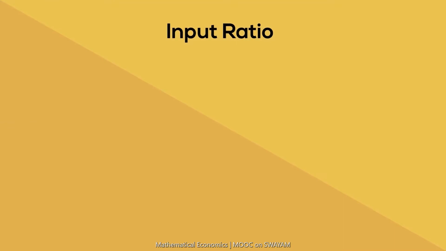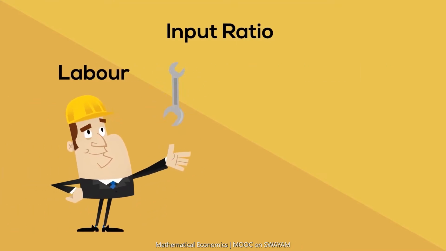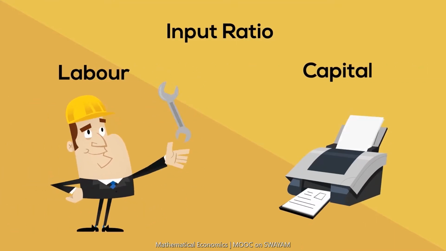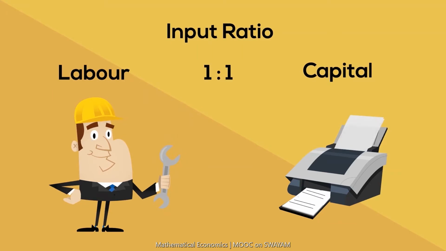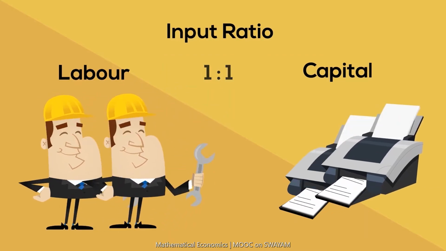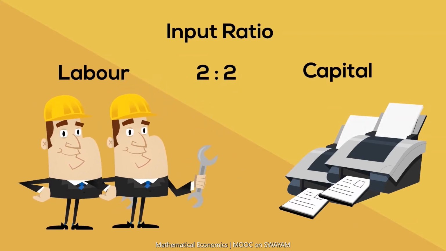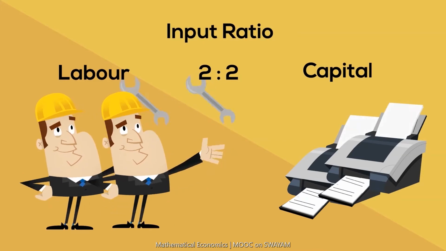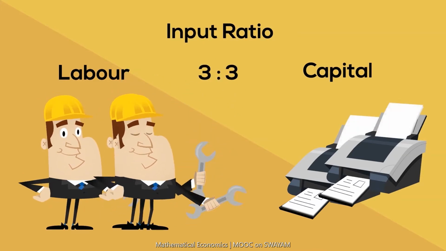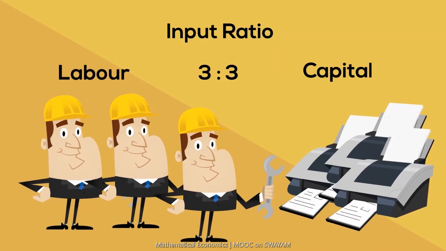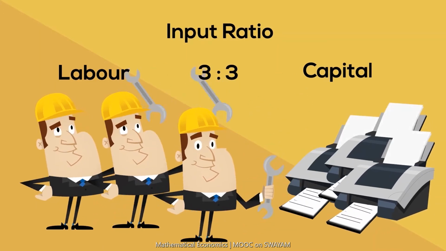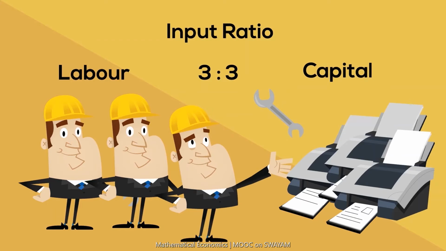If labor and capital are the two inputs used in the fixed proportion of 1:1, this means 1 unit of labor and 1 unit of capital. If labor is increased to 2 units, capital will also increase to 2 units. And if labor increases to 3 units, capital will also increase to 3 units, and so on, such that the input ratio is fixed at 1:1.